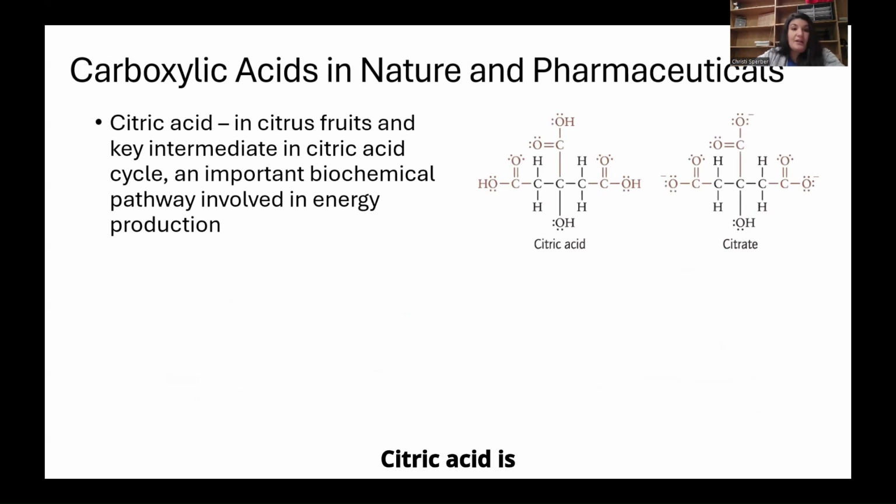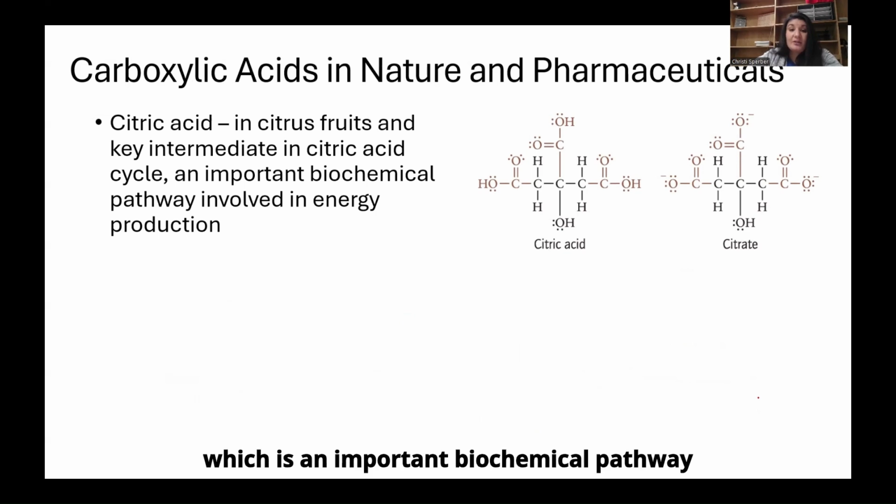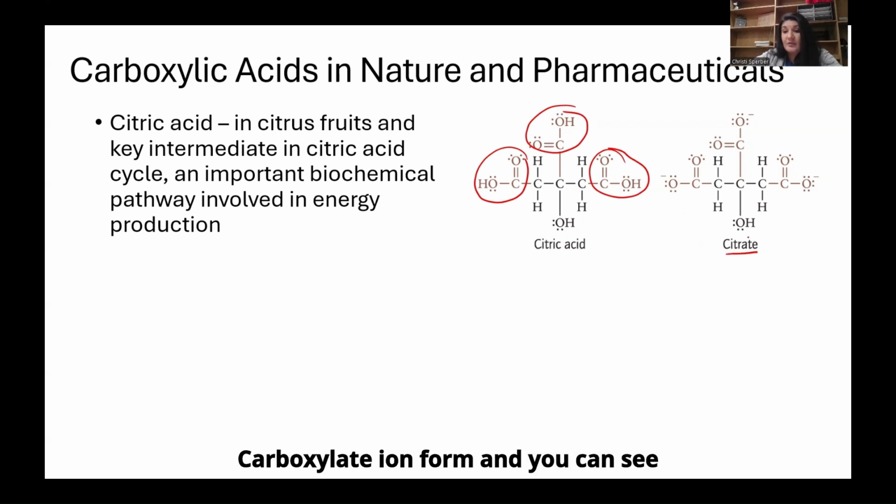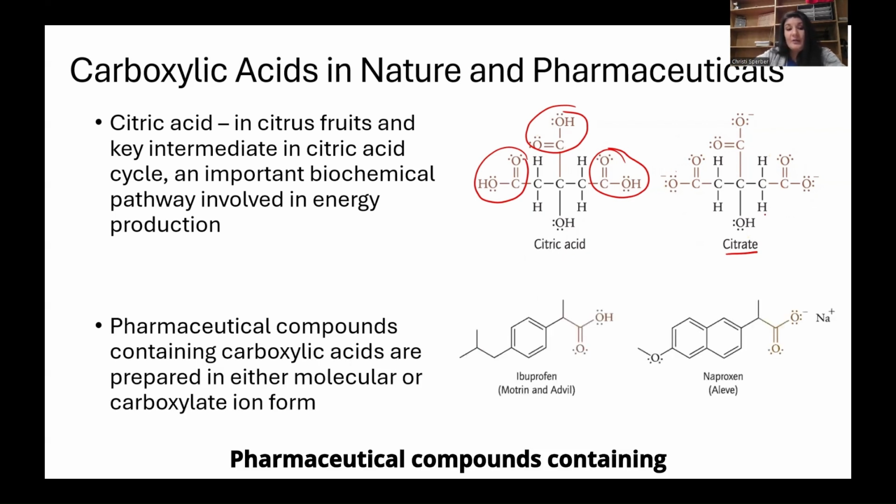Citric acid is in citrus fruits, and it's a key intermediate in the citric acid cycle, which is an important biochemical pathway involved in energy production. You can see here it has 1, 2, 3 carboxylic acid groups in it. Citrate is the carboxylate ion form, and you can see that all of the carboxylic acid functional groups lost their hydrogen, or are in their ionic form.